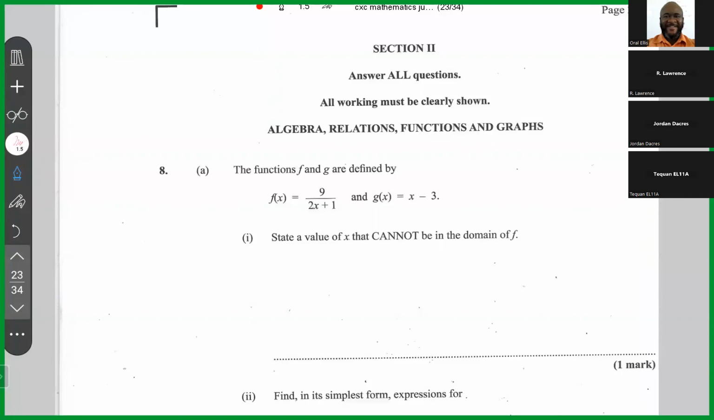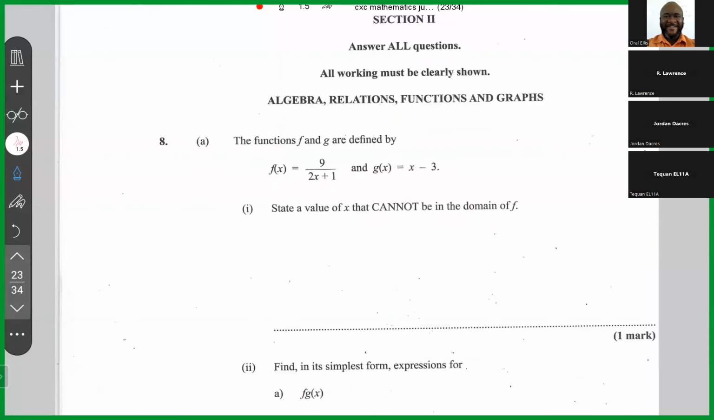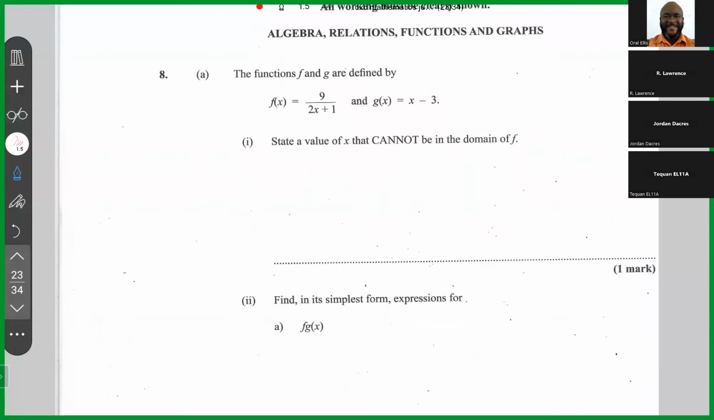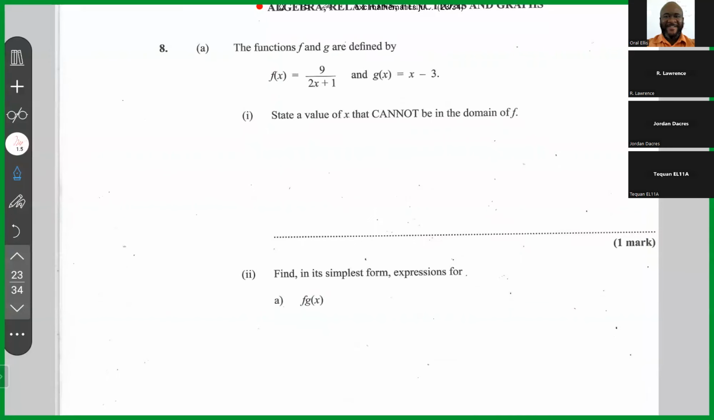All right, so we're at question number 8 now, and question number 8 says, the functions f and g are defined by f of x is equal to 9 over 2x plus 1, and g of x is equal to x minus 3. State the value of x that cannot be in the domain of f.